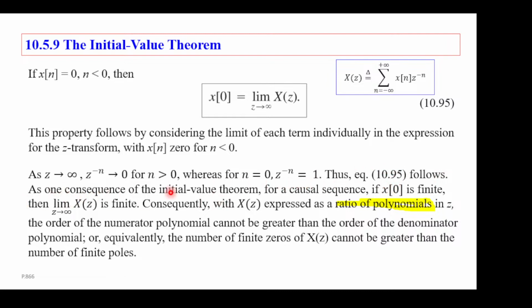Okay, so that's the derivation, and here we see that as a consequence, if you have a causal sequence that satisfies this, and your x of 0 is finite, then obviously this is finite. Also, if your causal sequence has finite x of 0, and X of z is expressed as a rational polynomial, maybe it's easier to write down some equations here. So a rational expansion as usual, you have some numerator of z over denominator of z.